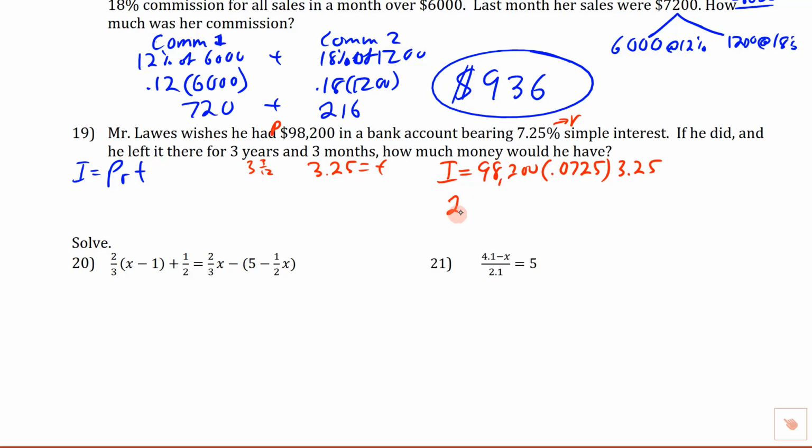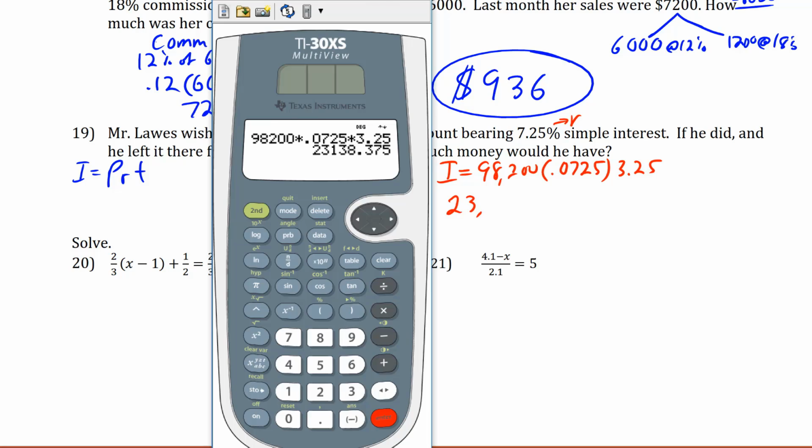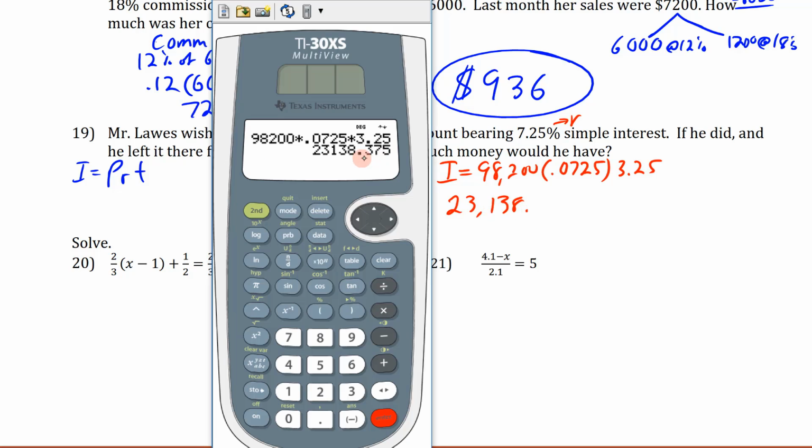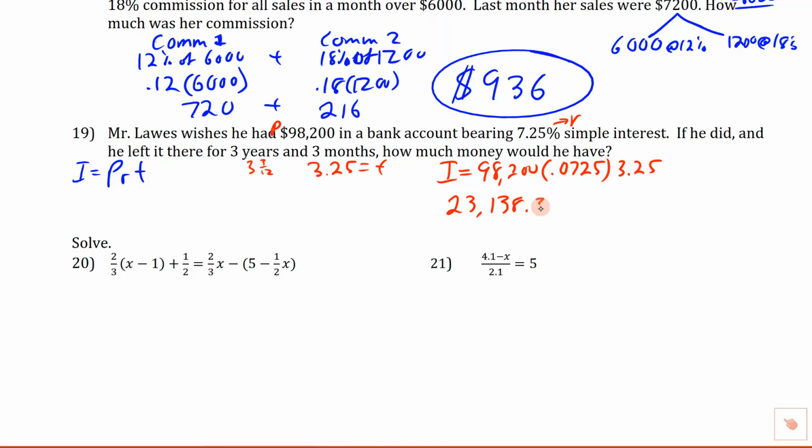23,138 point, let's take a look. That's 37 cents and a little bit more. Is that a little bit more enough to bump it up? It is. That 5 bumps it up to a 38. So it's $23,138.38. Now, that is the interest.